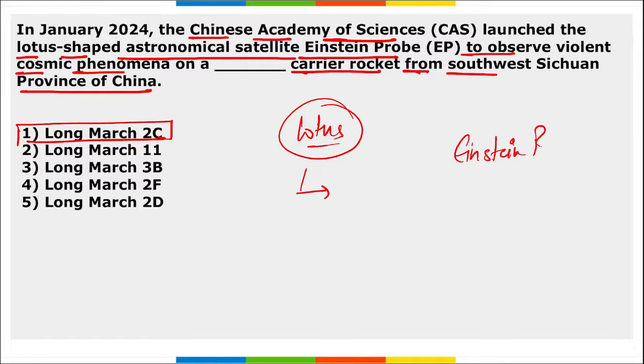Next question can be asked, this Einstein Probe, this is the satellite of which country? It is of China. It was launched using which rocket? It was launched using the Long March 2C rocket.